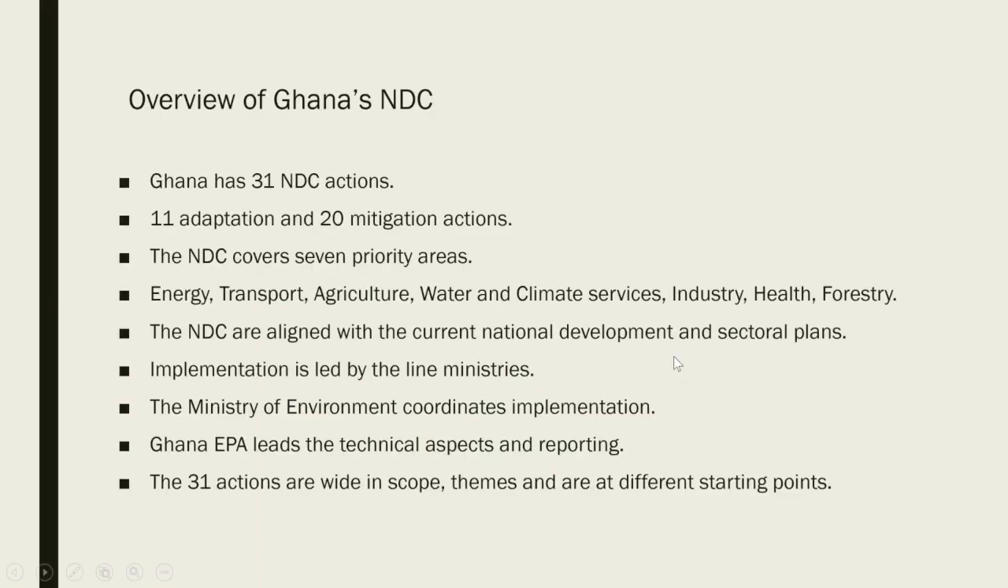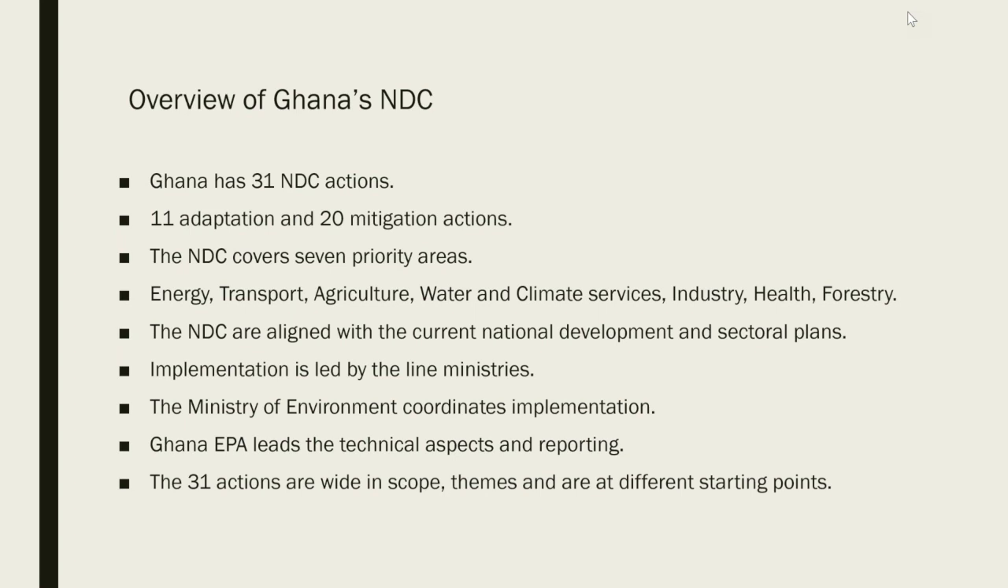So Ghana's NDC is made up of 31 actions, and those actions are made up of 11 adaptation and 20 mitigation actions. They cover about 7 priority areas of the economy: energy, transport, water and climate services, industry, health and forestry. It is also good to know that our NDCs are aligned with the current national development and sectoral plans, for obvious reasons: they ought to be aligned with national priorities and also to facilitate implementation of those actions.